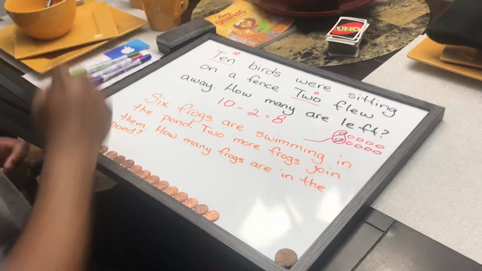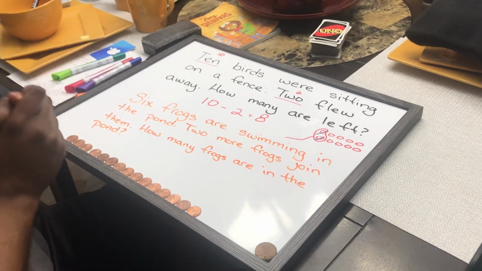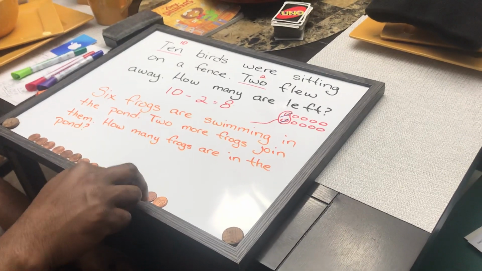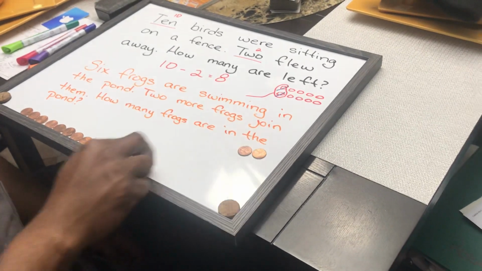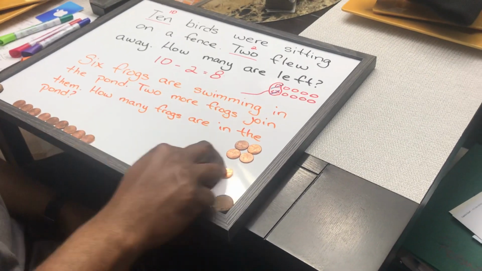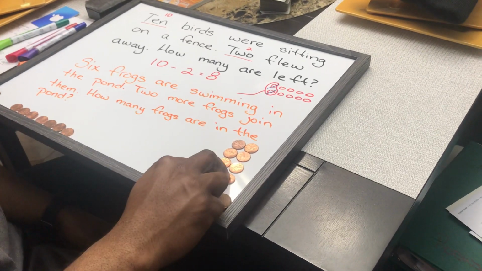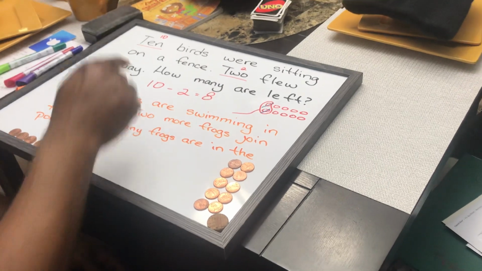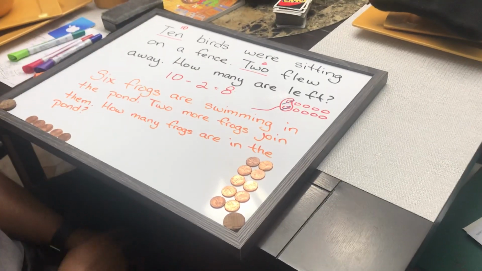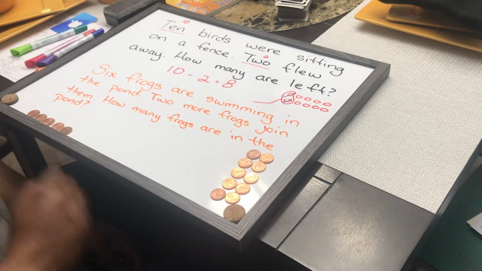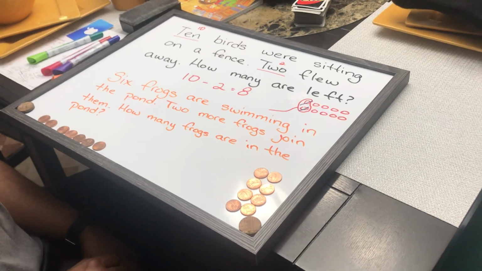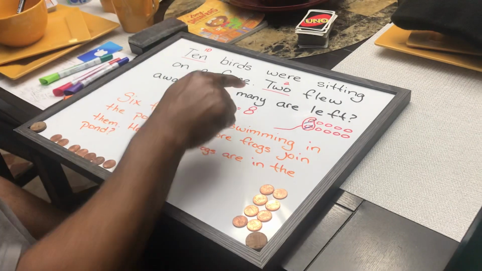Now we're going to solve this using concrete materials. So guess what? You guessed it. We're going to bring in those trusty pennies. 2, 4, 6, 8, 10. Why did I bring in 10? I brought in 10 because that's how many birds were sitting on a fence. It was 10 birds that were sitting on a fence. 2, woo, flew away just like that. They flew away. How many are left?